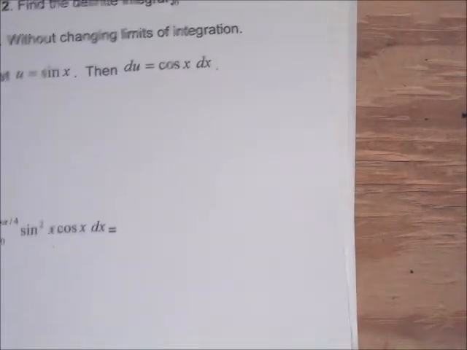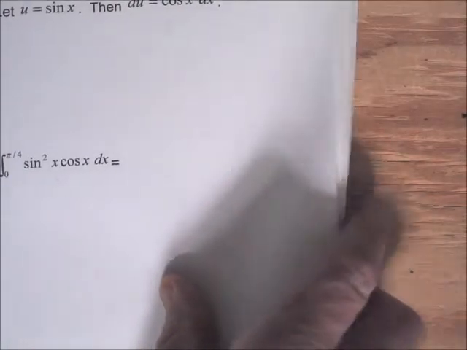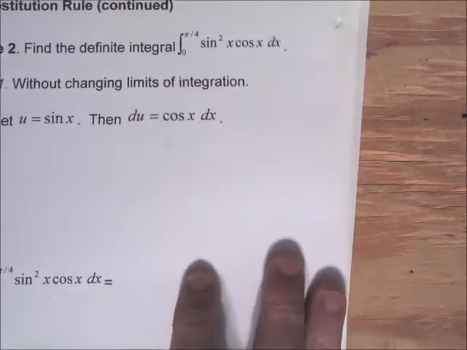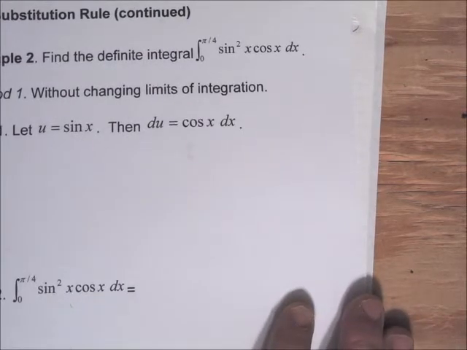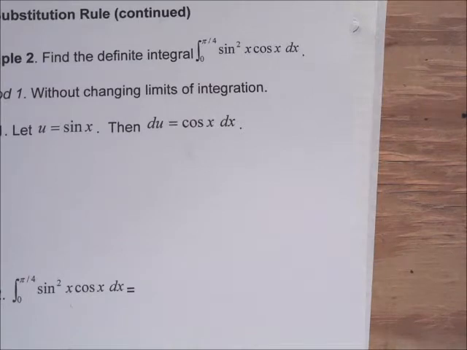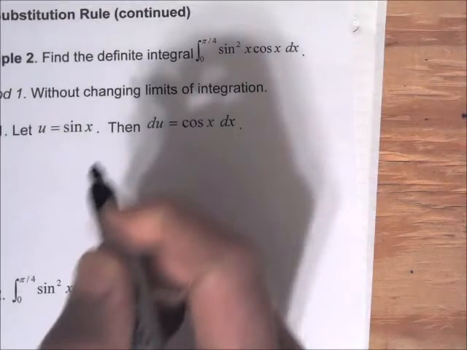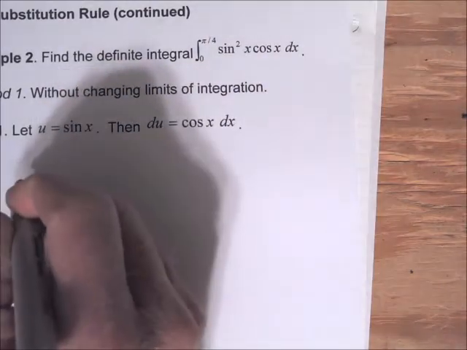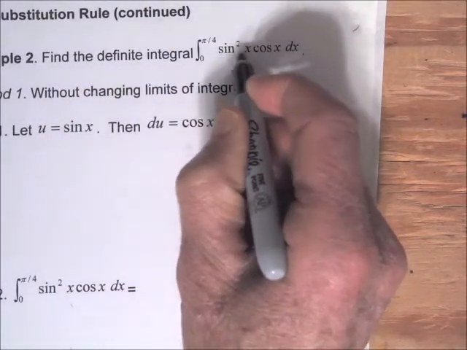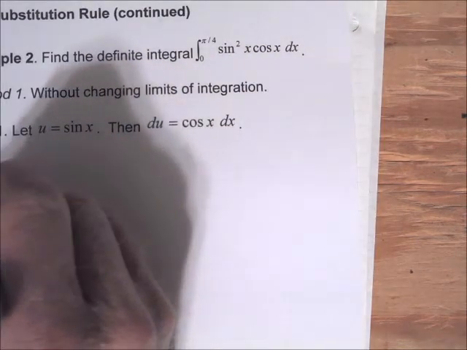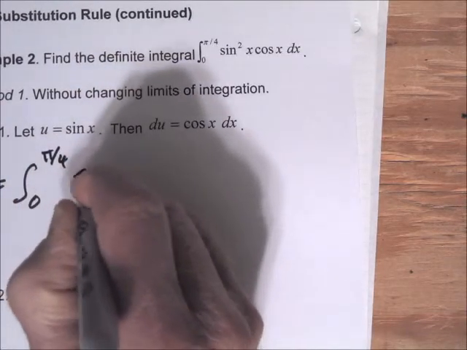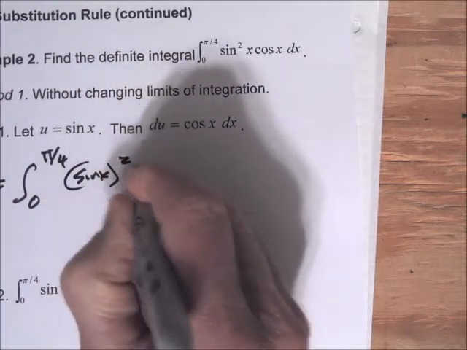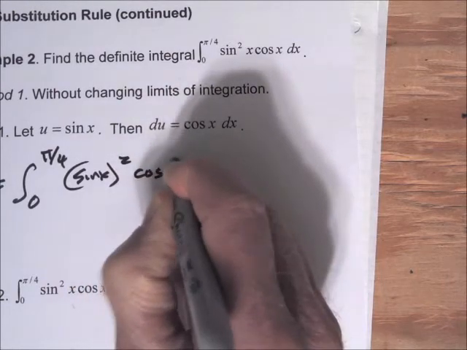Here's another example. This is a definite integral: the integral from 0 to pi over 4 of sine squared x cosine x dx. We can do this a couple of different ways. The sine squared x is shorthand for sine of x quantity squared, so I'll rewrite this as the integral from 0 to pi over 4 of sine x quantity squared cosine x dx.